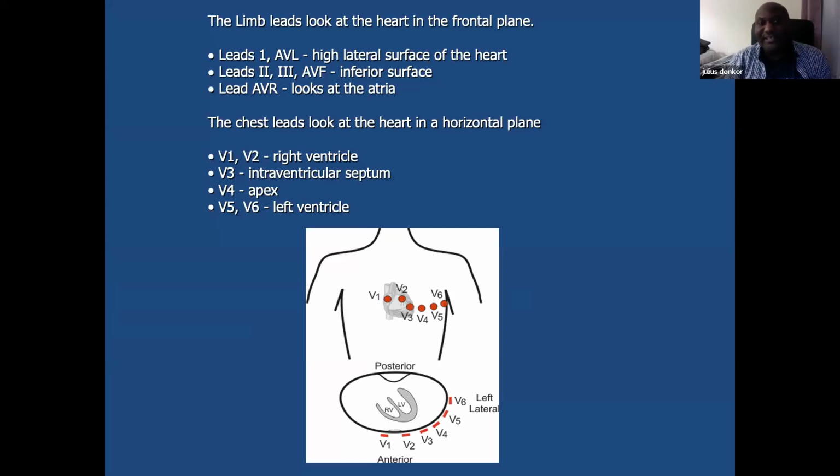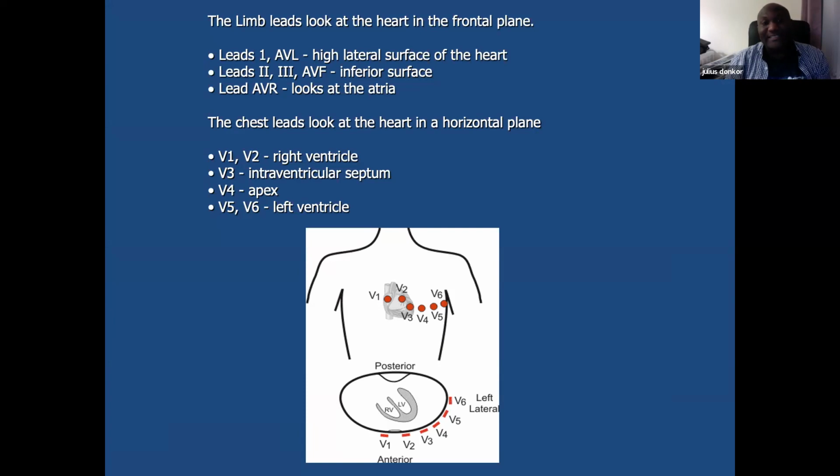AVR is an interesting one that looks at the base of the heart. It is very good for quickly diagnosing left main disease. Everybody thinks of it as a redundant lead, but if you've got things like tricyclic antidepressant overdose, AVR is a good one to look at.